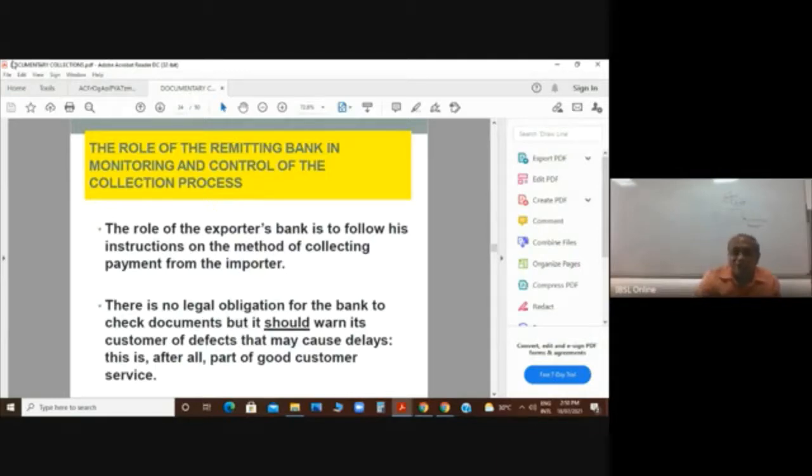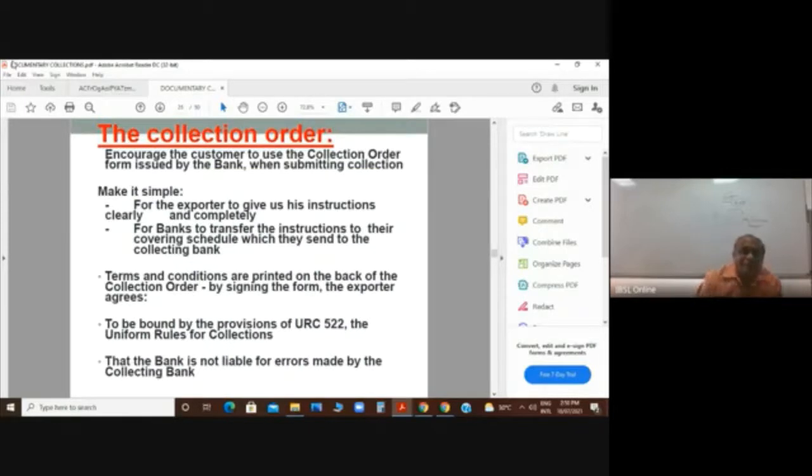Okay, a cursory glance. The collection order. Now you are having the collection order, so because of that you can refer, right? Even though I am not showing, you can refer. The collection order is to encourage the customer to use the collection order form issued by the bank when submitting collection.